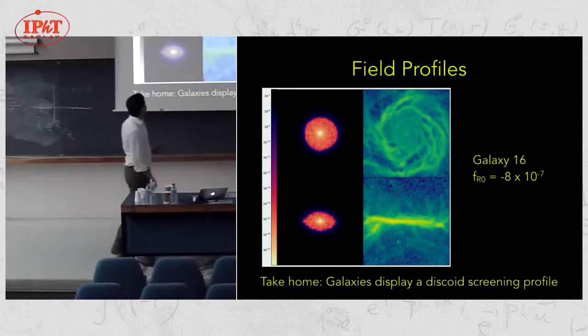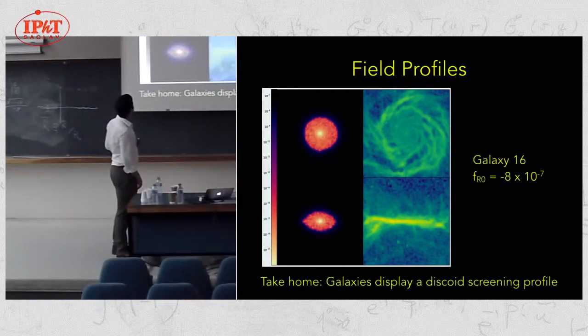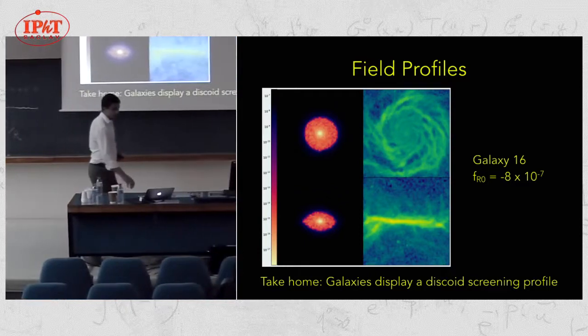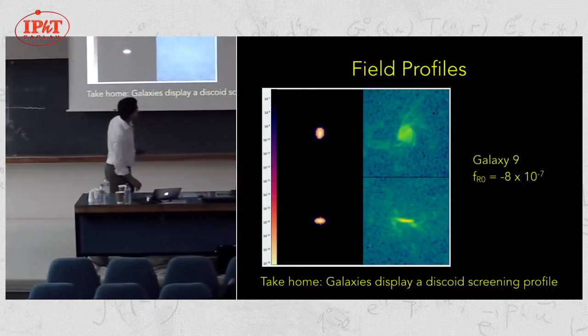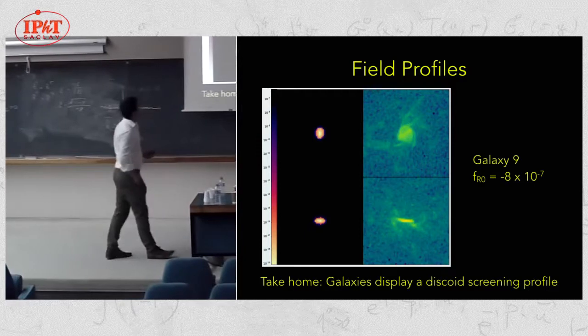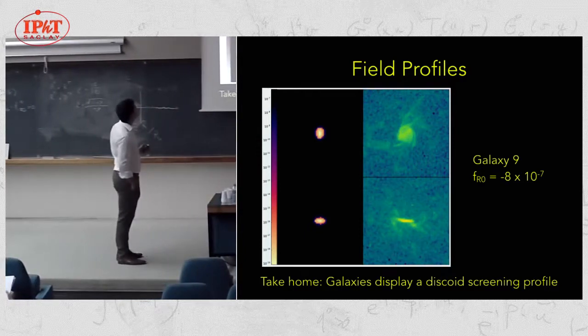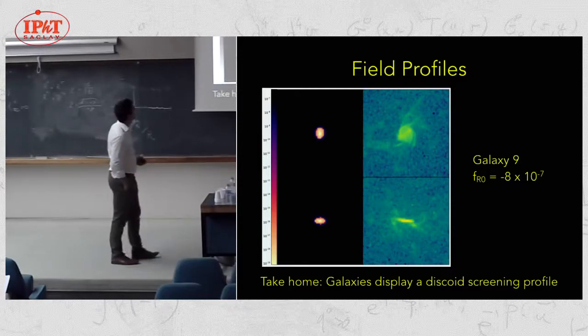So here's Galaxy 16, and we see exactly the same profile. Here's Galaxy 9, and for the same value of the background field, we see that the screening radius is much further in, reflecting the morphology of the galaxy.